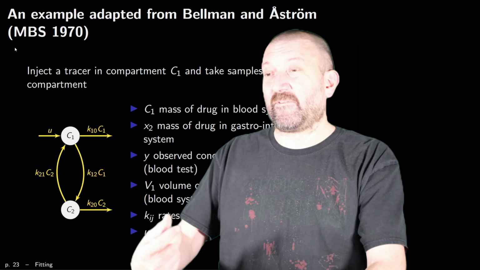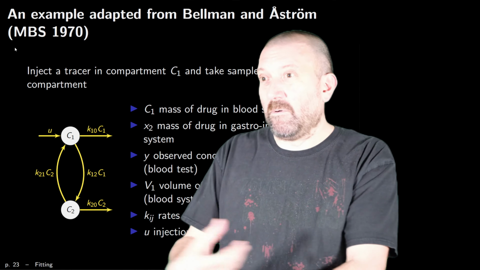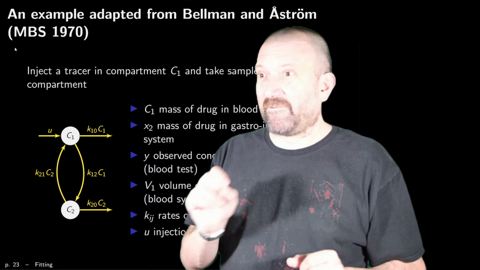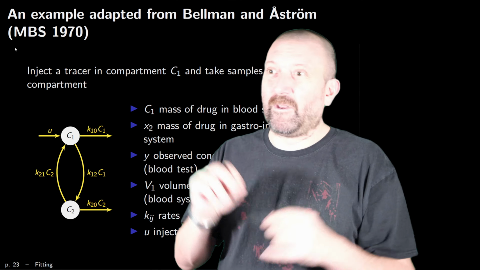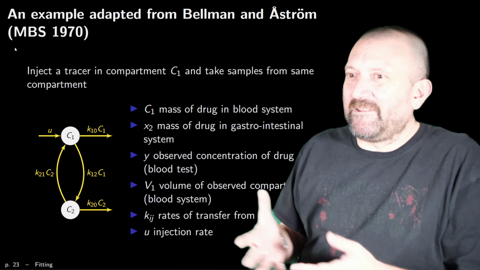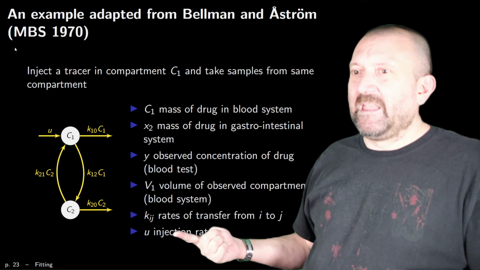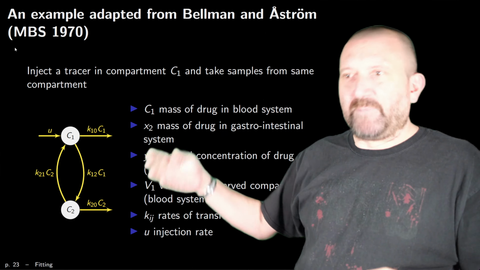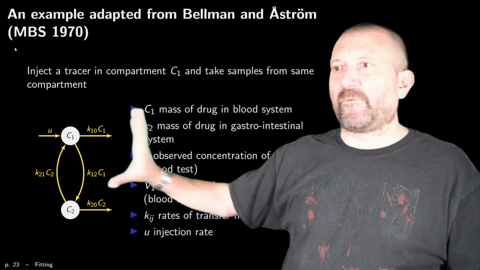Because I'm taking 1 cc of blood, but I don't know how much blood you have. So that 1 cc, is it 1 of 5 liters that you have? Or do you have 7 liters or something like this? Okay. And now there's transfer rates between the compartments and out of the compartments.